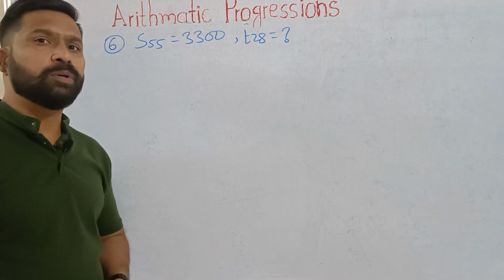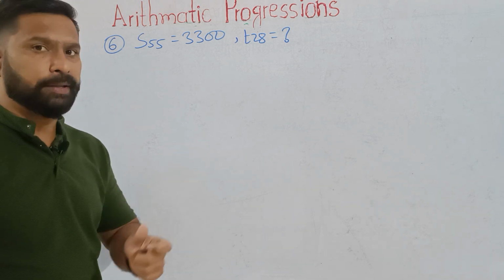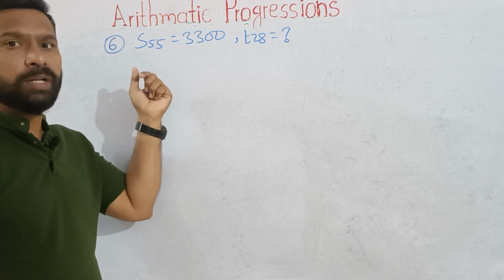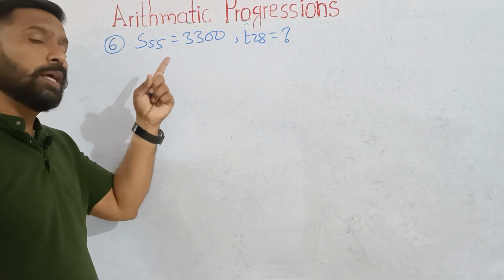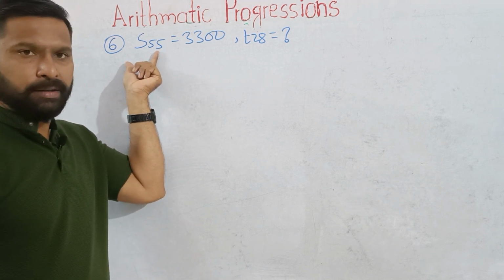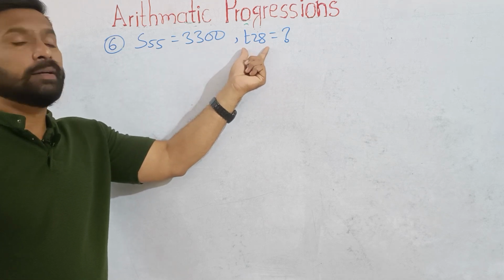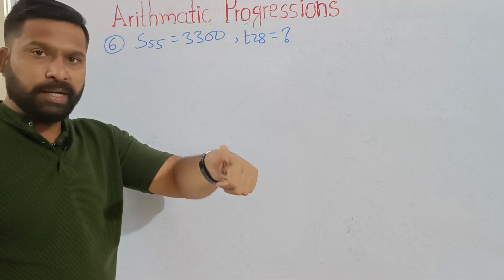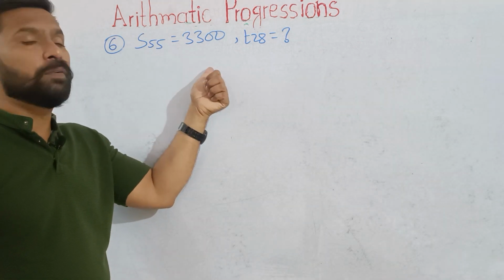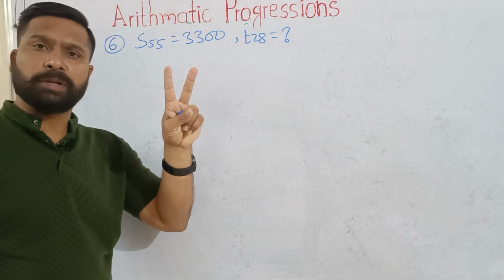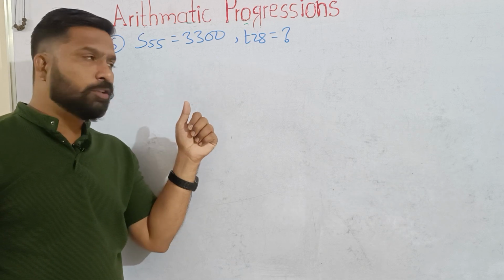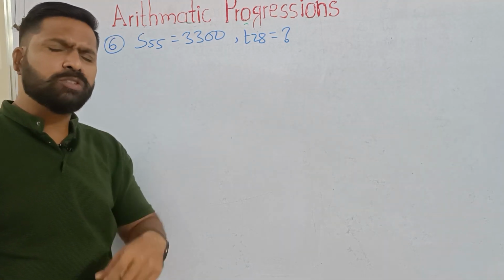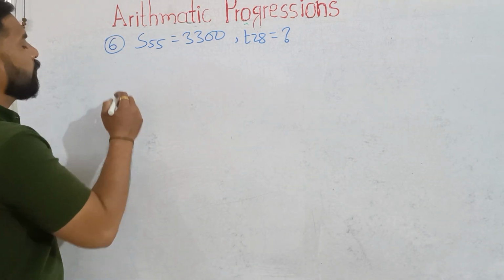In S55, n minus 1 into d means 54d. So 2a plus 54d you will get here. And for T28, it means 27d. 2a and 54, what is common? 2 is common. Right? If you take that 2, what will remain? Here a plus 27d. We will solve and then see.